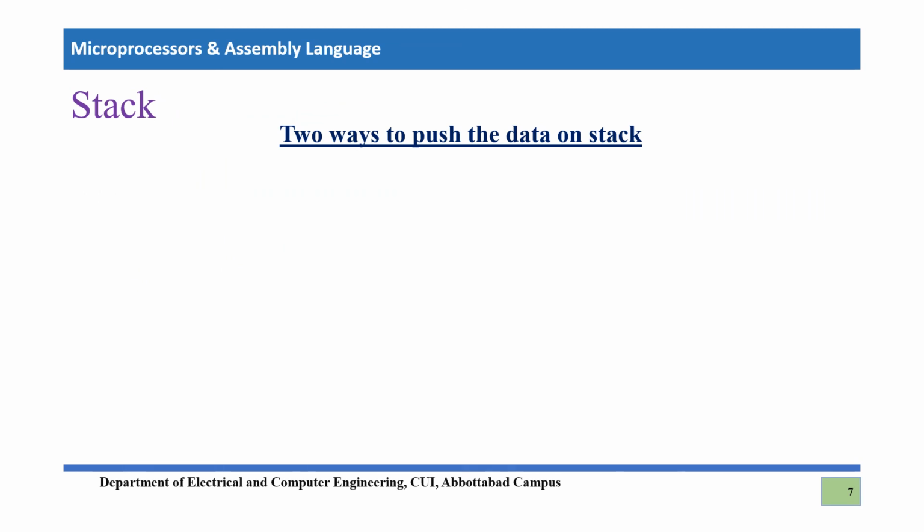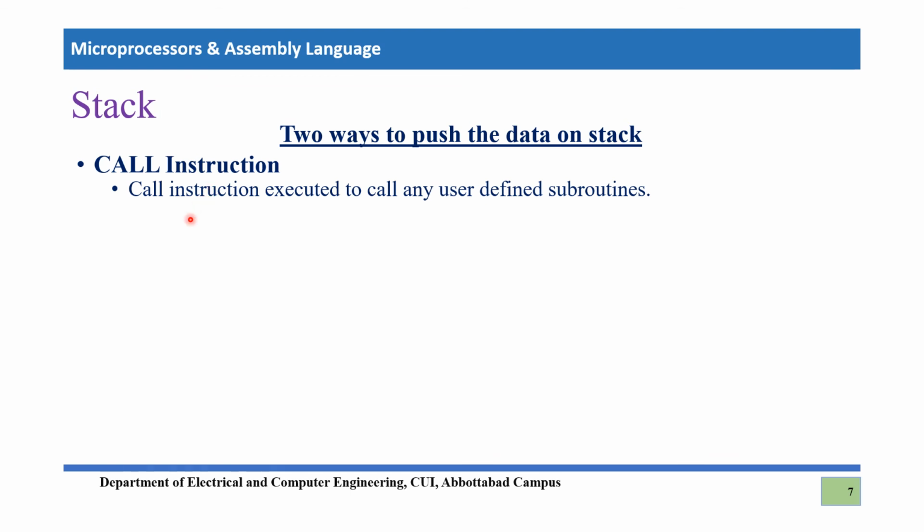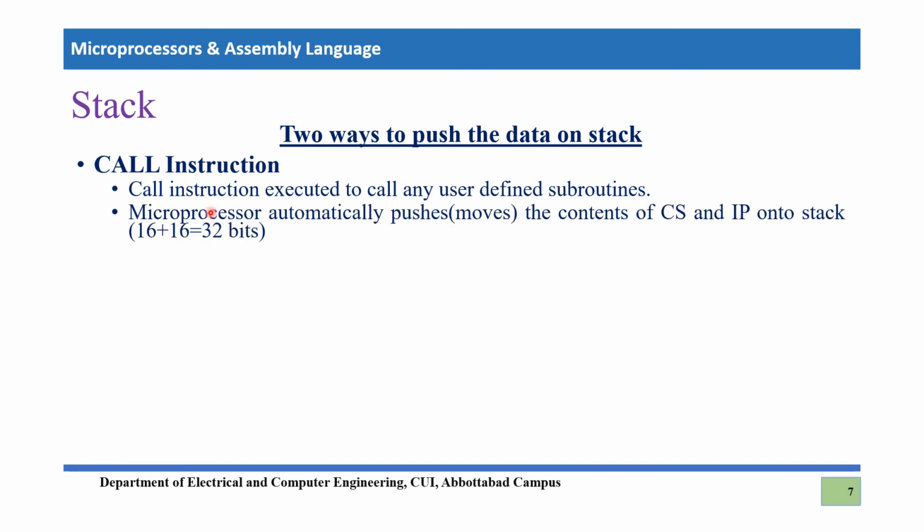Okay, in this slide we are going to just summarize the two different ways in which we have pushed data on the stack. So the first thing is the call instruction. What happened in the call instruction? A call instruction is executed to call any user defined subroutine, as we did in two different examples. In the first example we used the SR subroutine, and in the second example we used SR1 and SR2 subroutines. So those two subroutines were called using this call instruction.